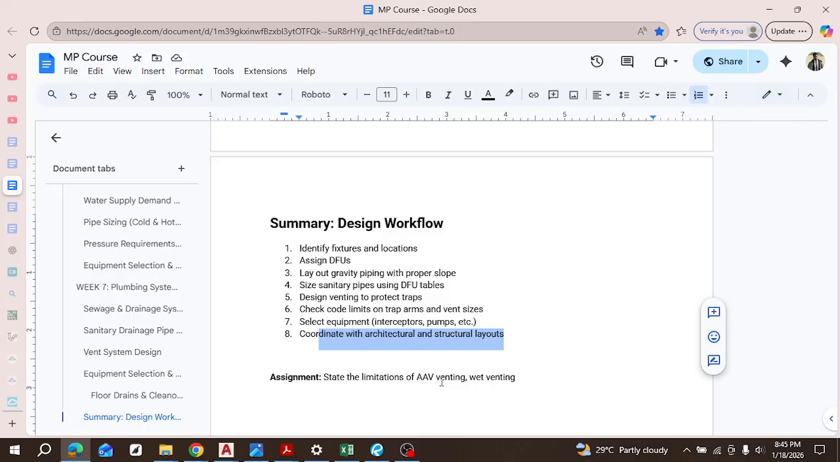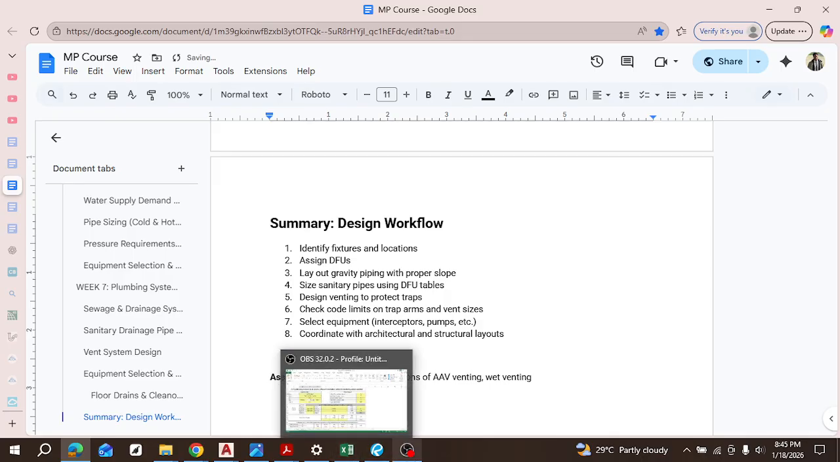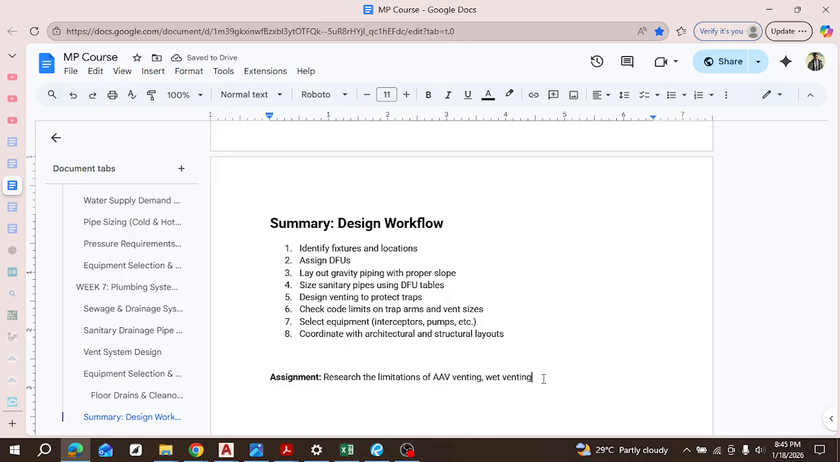So now, just research. I also mentioned something else that is more about floor drains, clean out, right? So you research on these, the limitations and the uses, the applications. Just basically read up on what they are so that you can have a better understanding.